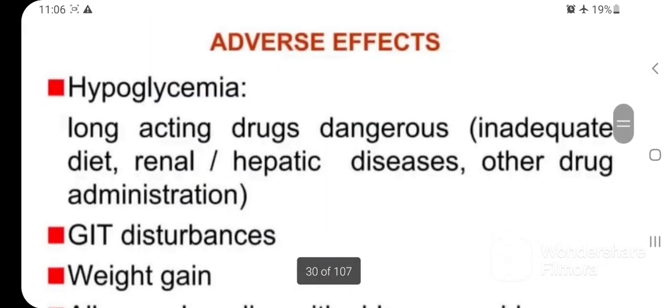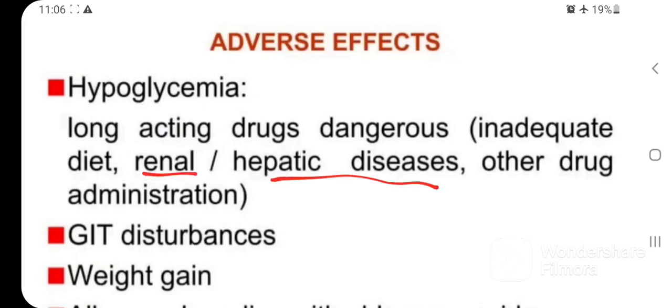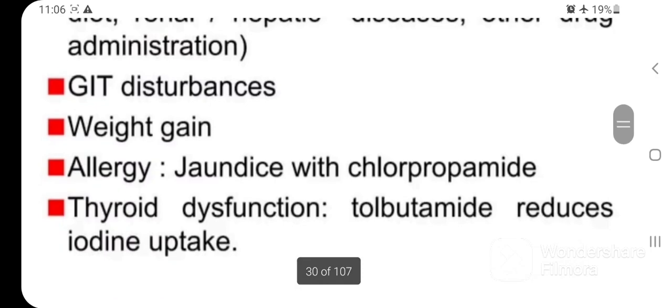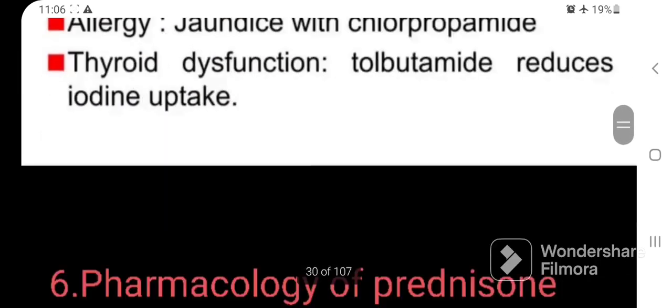Adverse effects: hypoglycemia. Long-acting drugs are dangerous, they can lead to some hepatic or renal disease. Then GIT disturbance, weight gain, allergy, thyroid dysfunction. These are some of the adverse effects.